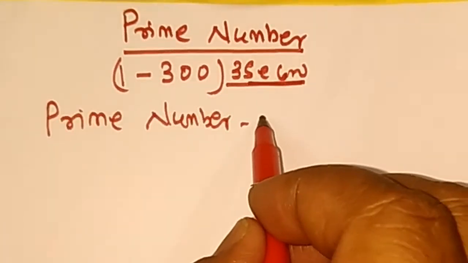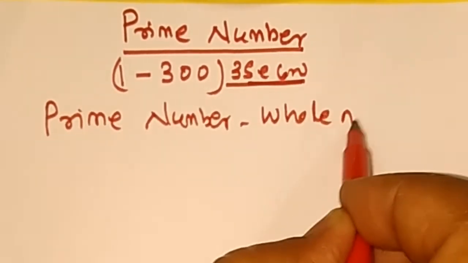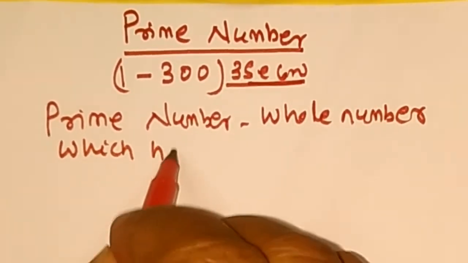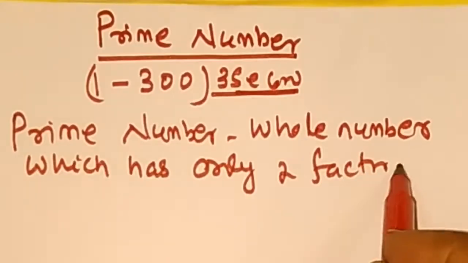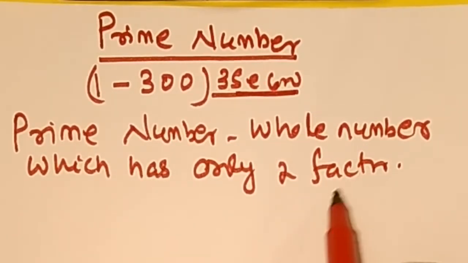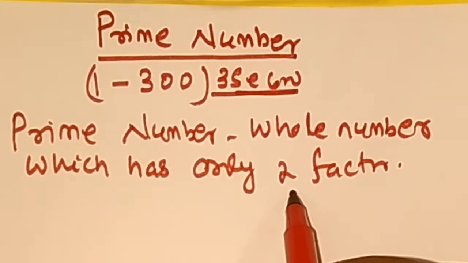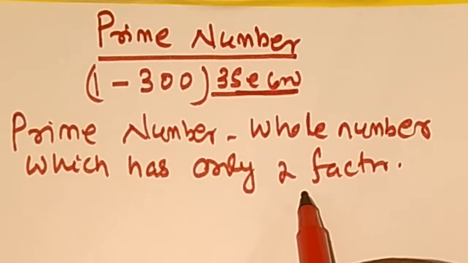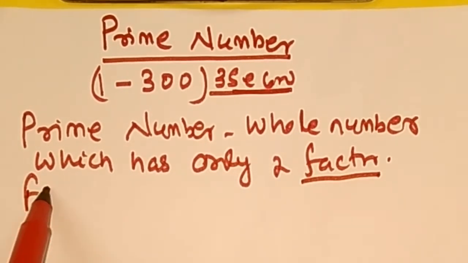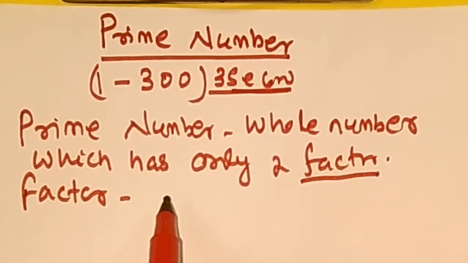A prime number is a whole number which has only 2 factors. Not more than 2 factors and not less than 2 factors. If a number has more than 2 factors, then it is called a composite number. If it has fewer than 2 factors, then it is a unique number. Now the question is, what is a factor? A factor is a number which divides another number.